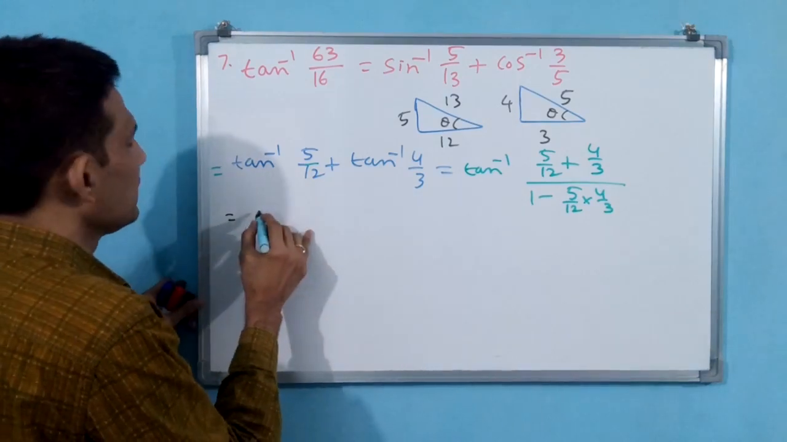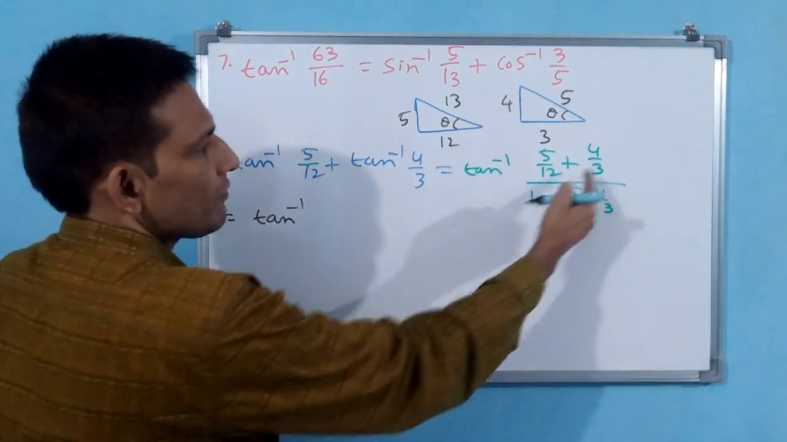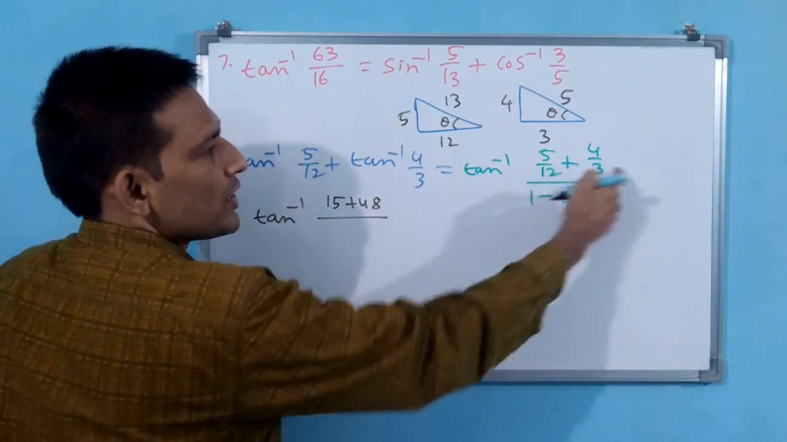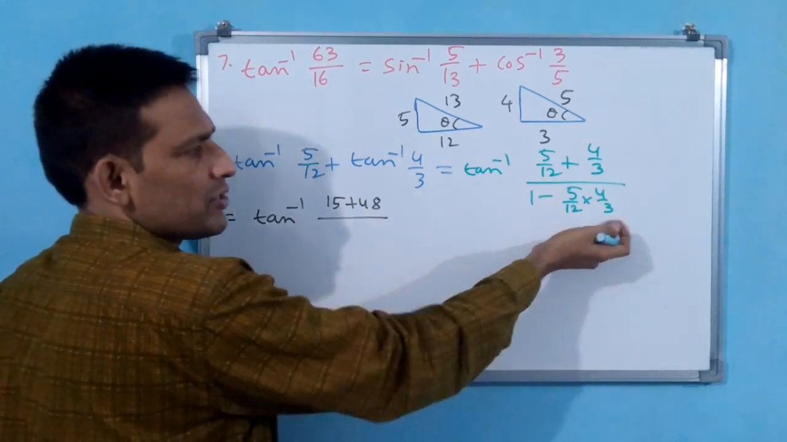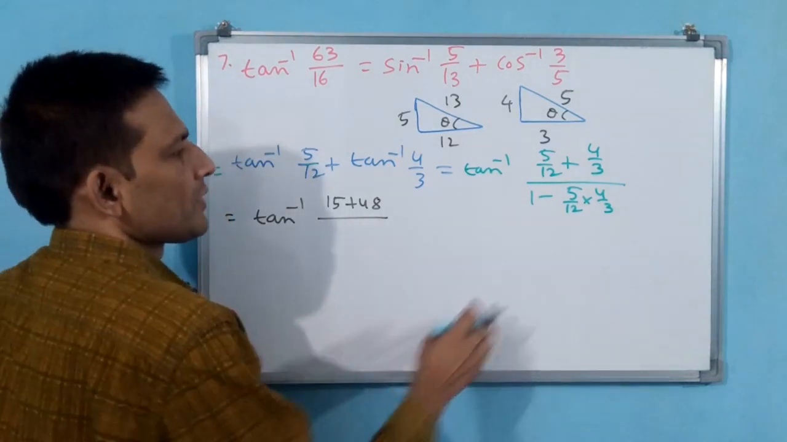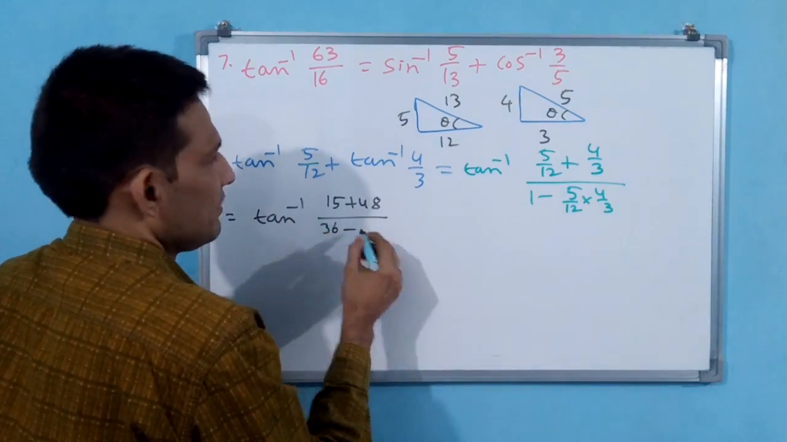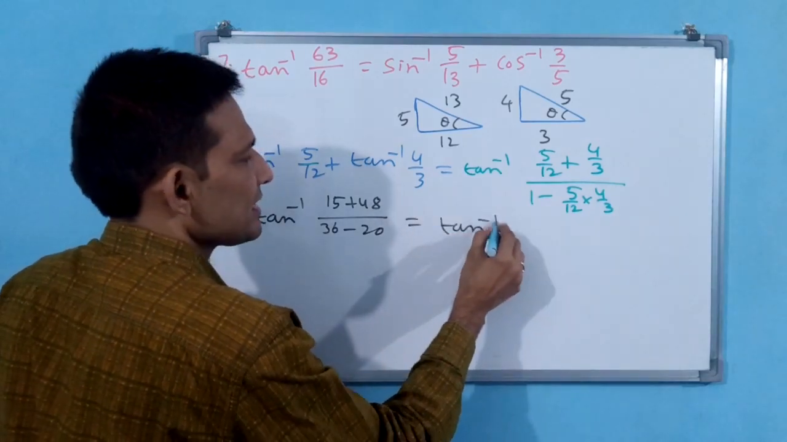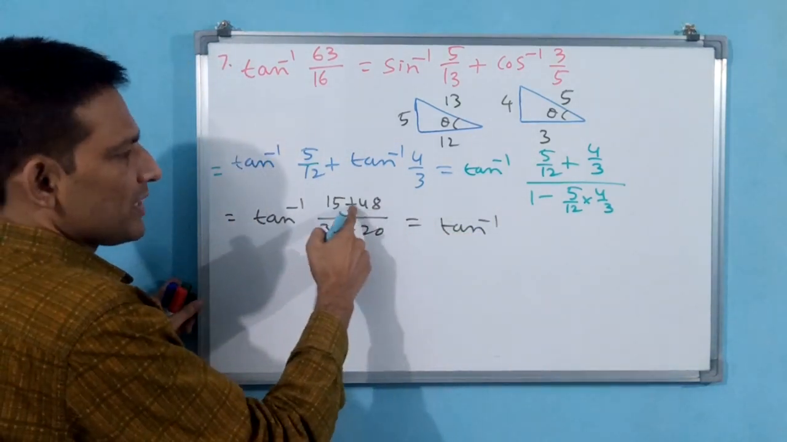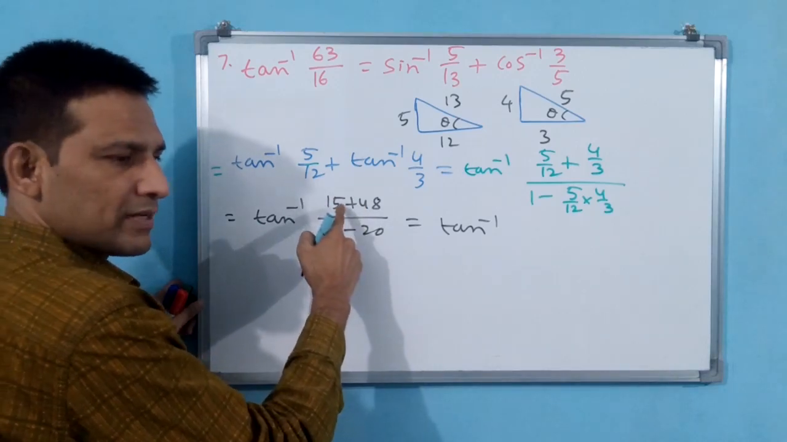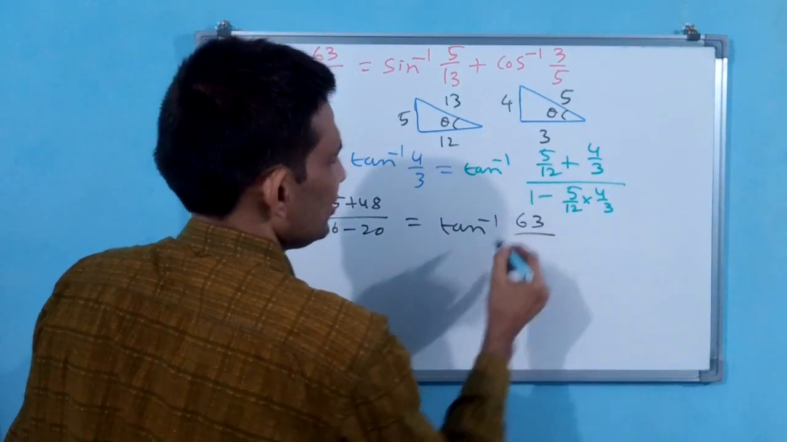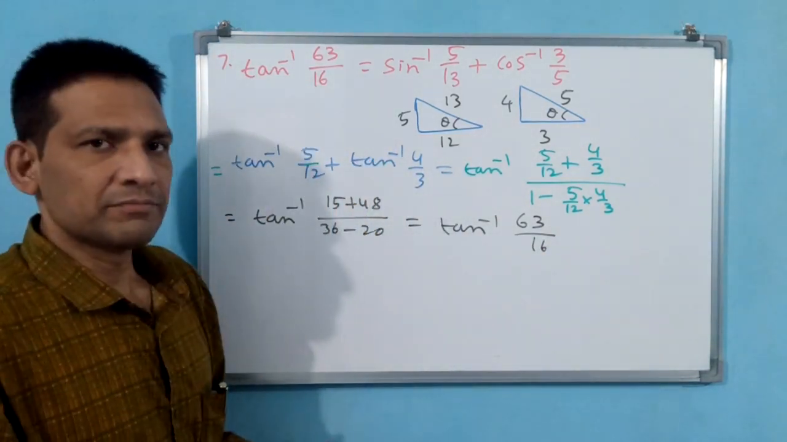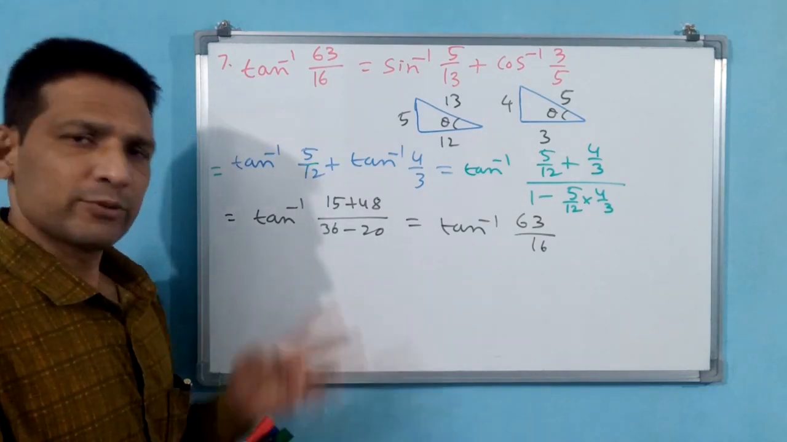That is equal to tan inverse of (15 plus 48) divided by (36 minus 20). We are not writing the denominator, again we don't write 36 minus 20 by 36. Tan inverse of 8 plus 5 is 13, 4 plus 1 is 5, plus 1 is 6, 63, 16. Is this the answer? You see, LHS. Okay.